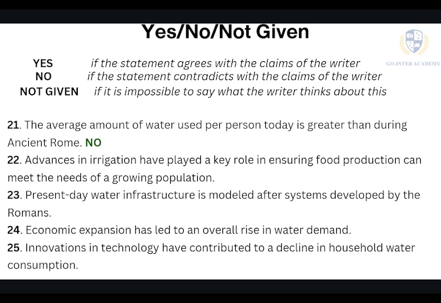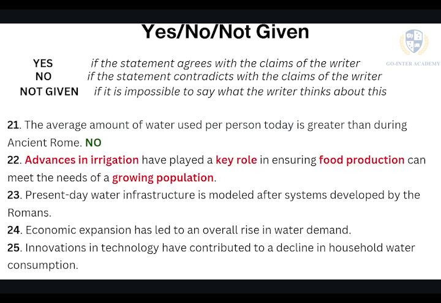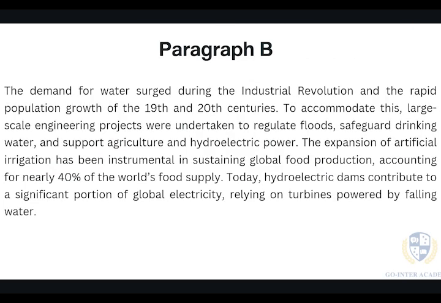Now let's go to the next question. Question 2. Advances in irrigation have played a key role in ensuring food production can meet the needs of a growing population. Our key ideas here can be advances in irrigation, key role, food production, and growing population. So now we're going to go check whether the passage says irrigation has helped food production keep up with a growing population. This information is found in paragraph B.